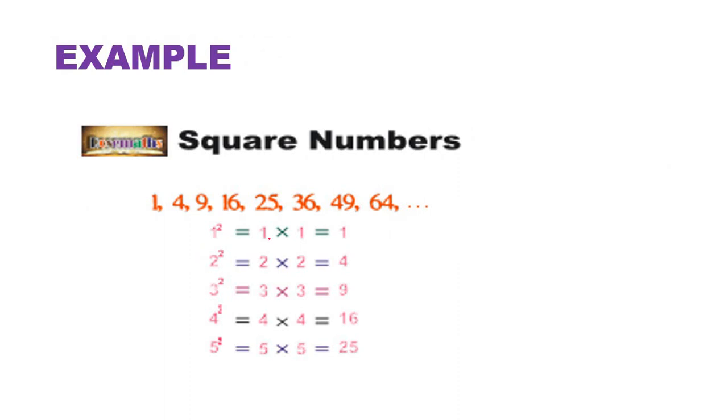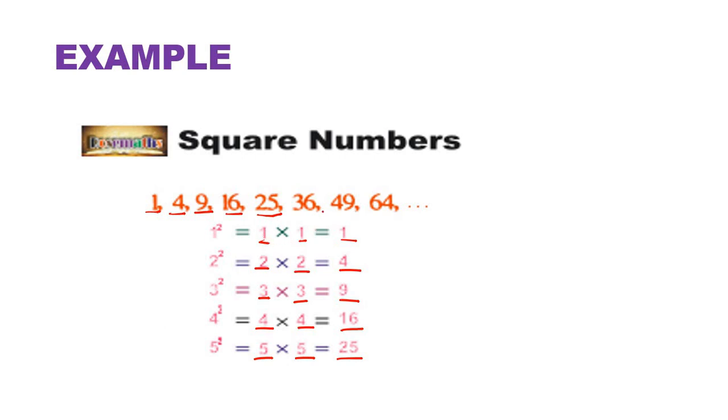1 multiplied by itself, 1 times 1 is 1. So 1 is a square number. 2 times itself is 4. 4 is a square number. 3 times 3, 9. 9 is a square number. 4 times 4, 16. 16 is a square number. 5 times 5, 25. 25 is a square number.